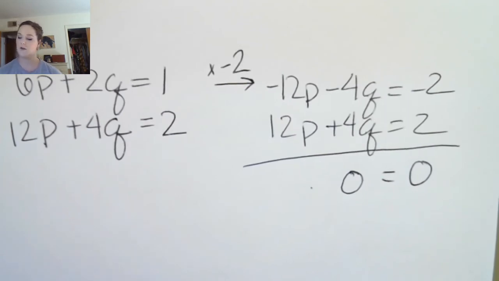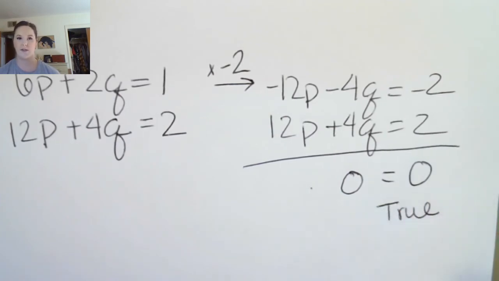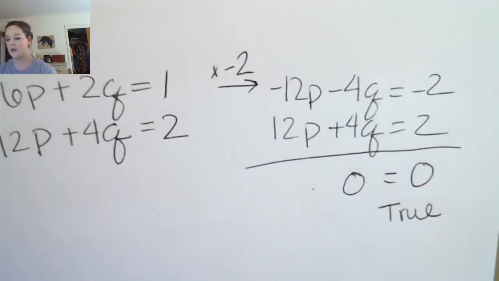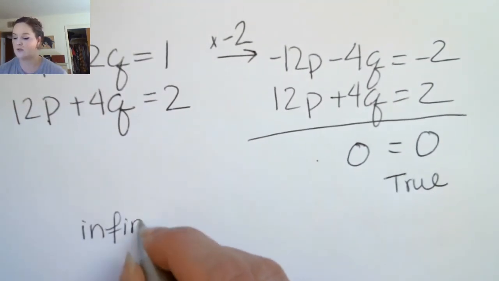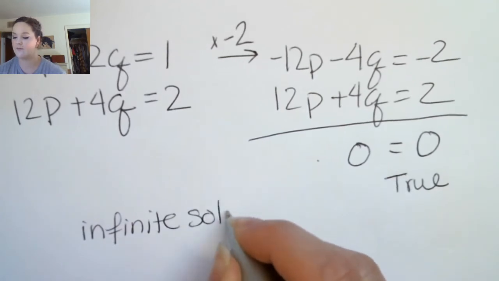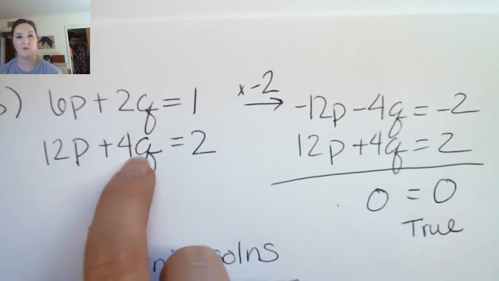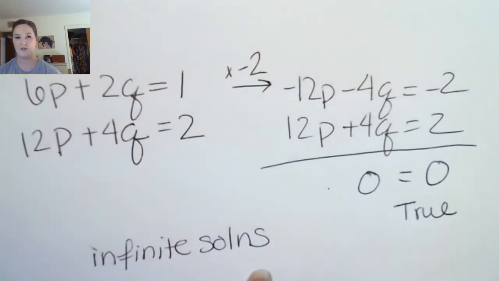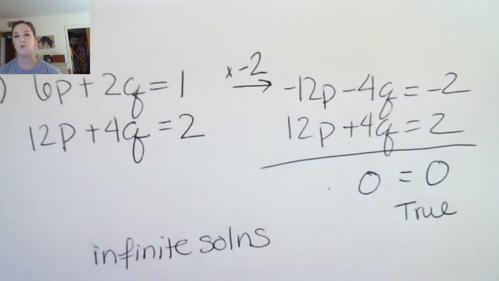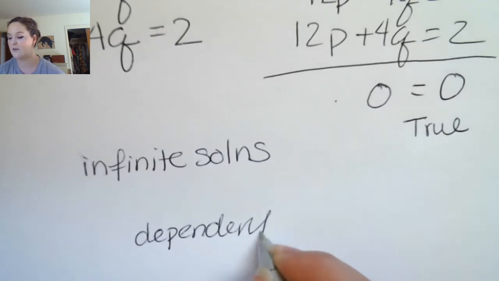Okay? Now, it's important to note at this point that this is a true statement. Like, this is obviously true, right? 0 does equal 0. Okay? So just to remind you guys, this is when you get infinite solutions. Okay, you can see that the two equations are multiples of one another, right? They're really the same equation. Okay, and that's why you get infinite solutions. If you imagine the graph, you're graphing one line and then you graph the other line right on top of it. Okay, so this is also a case of something that's dependent.